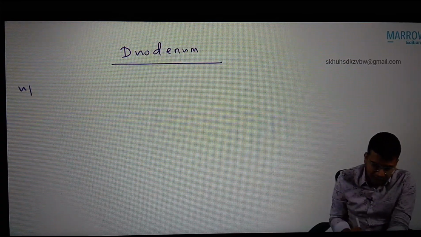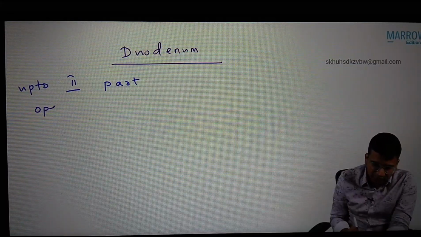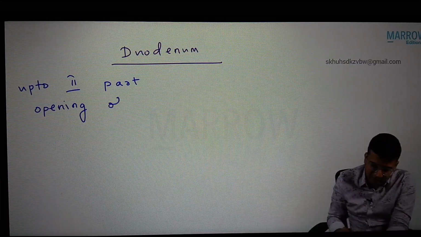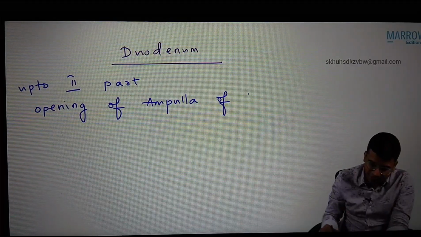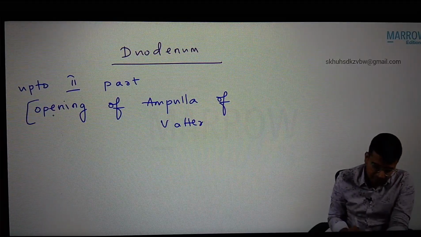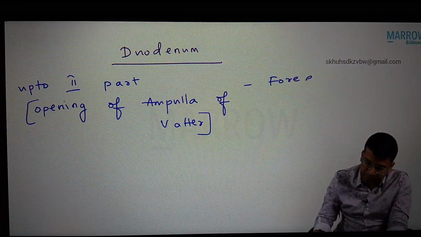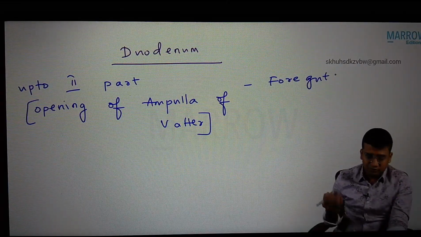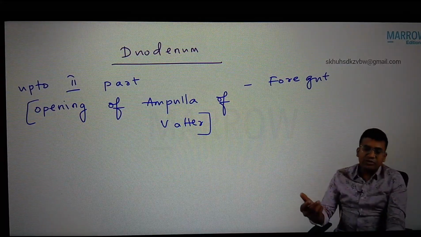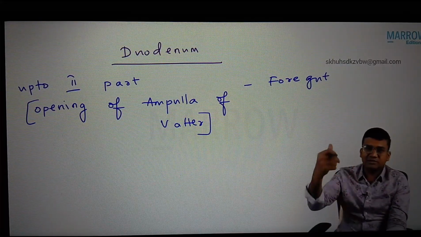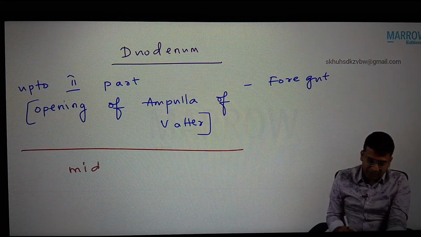Duodenum up to the second part, the opening of ampulla of Vater, is coming from foregut tube. Okay. Now from the second part, below the opening of ampulla of Vater, the remaining part of the second part, the third part, and the fourth part, they are coming from midgut tube.